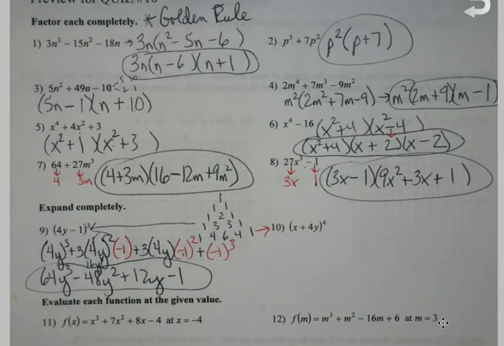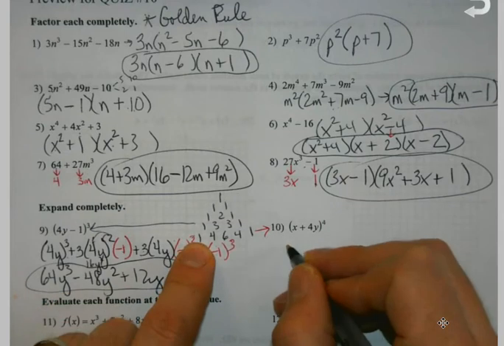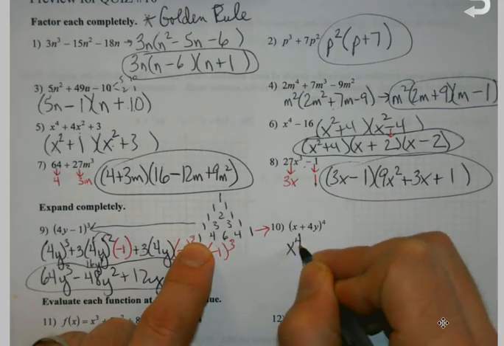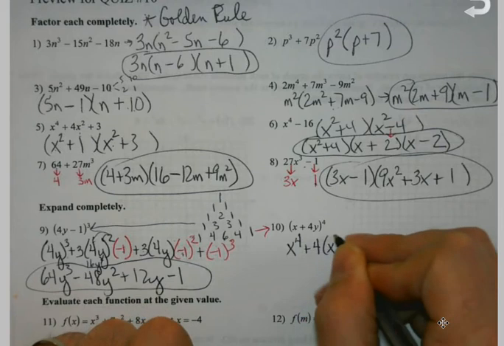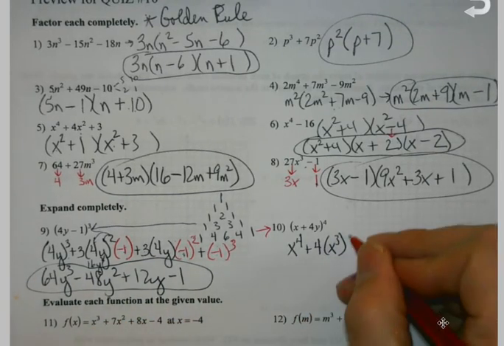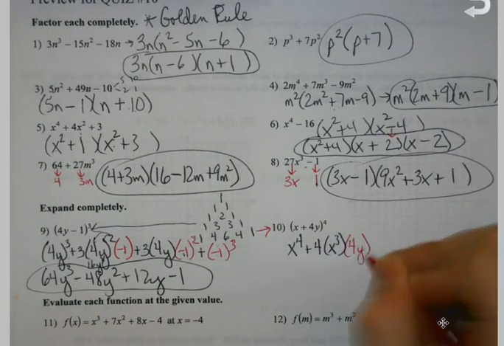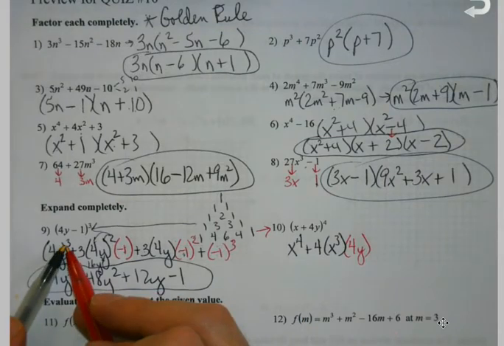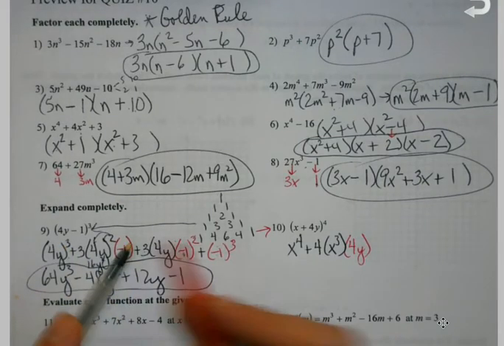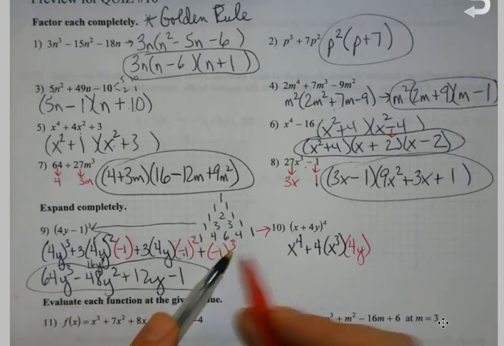Finally, the fourth. All right, here we go. First term to the fourth plus 4, first term cubed, second term, and notice each time my degree is adding up to the same thing. Over here it was degree of 3. 2 and 1 is 3. 1 and 2 is 3. Degree of 3.